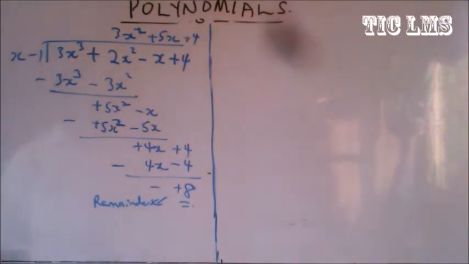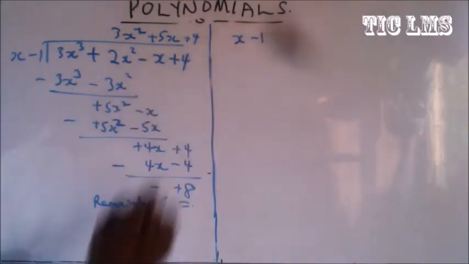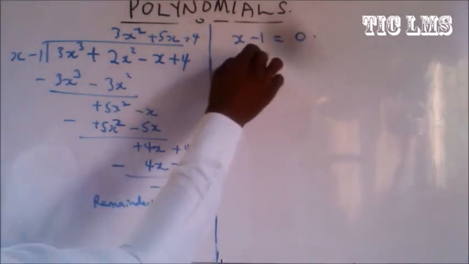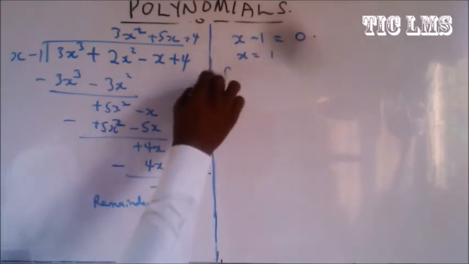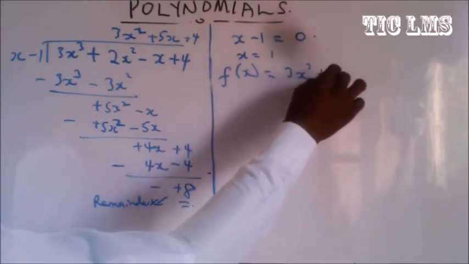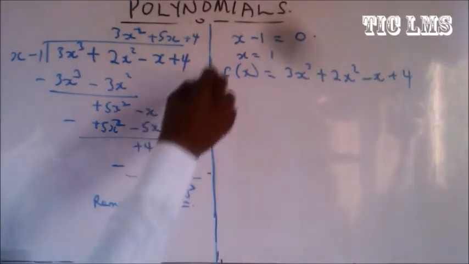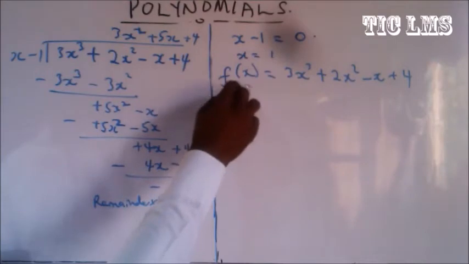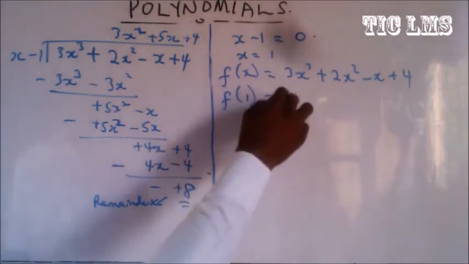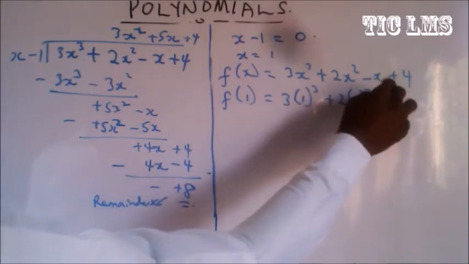The second method we will use to get the remainder is this. If we have that x minus 1 is one of the factors, we can equate this to be 0, and we'll have that x equal to 1. Hence, we will have our f of x to be 3x cubed plus 2x squared minus x plus 4, according to what the question is. When we replace the x with 1, having a function of 1, we'll replace all the x in this equation with 1. And so we have 3 into brackets 1 cubed plus 2 into brackets 1 squared minus 1 plus 4.